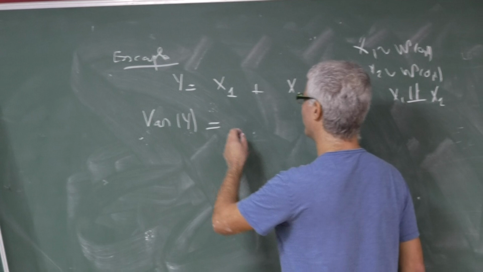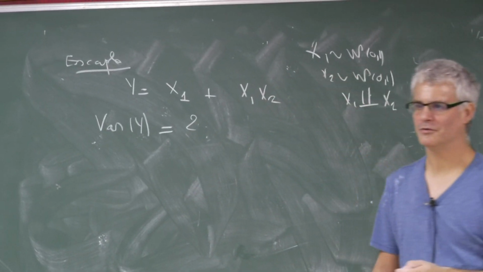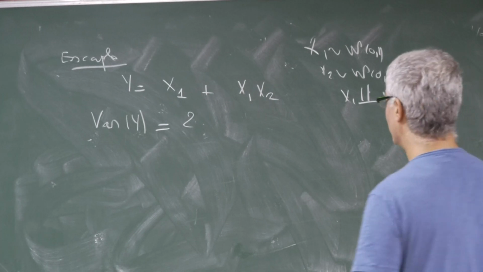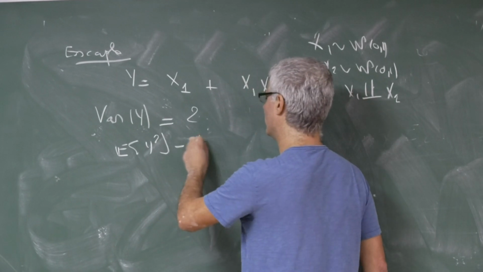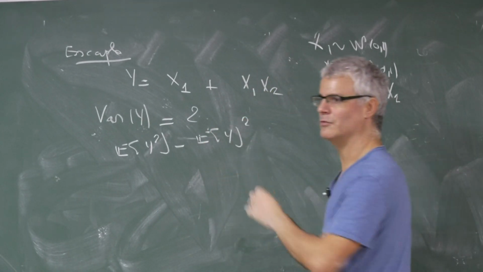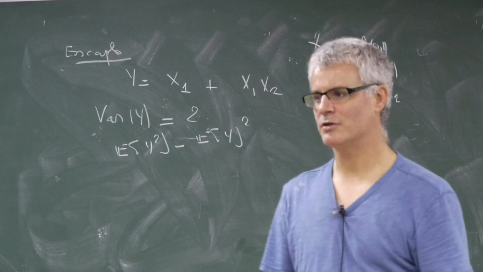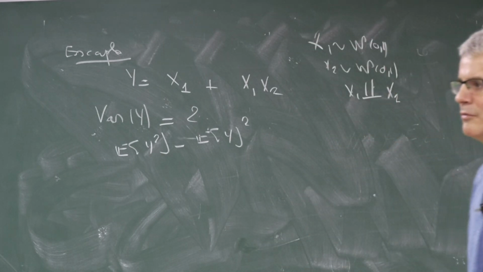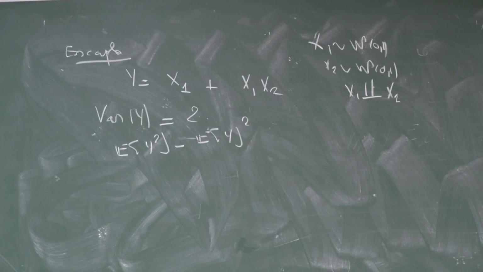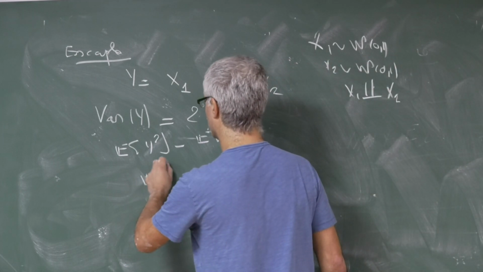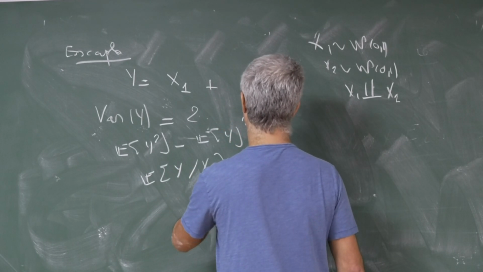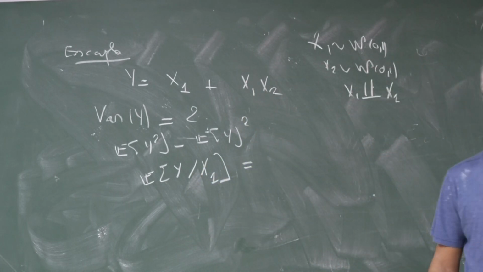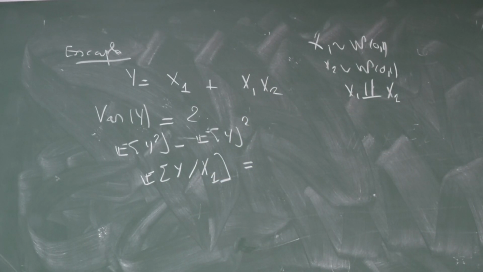You can do as you want, but at the end you just compute E of y squared minus the square of E of y. We know the law of each input, and we have independence, so it's really easy to compute the variance of y. Here, what will be the expected value of y knowing x1, for example?